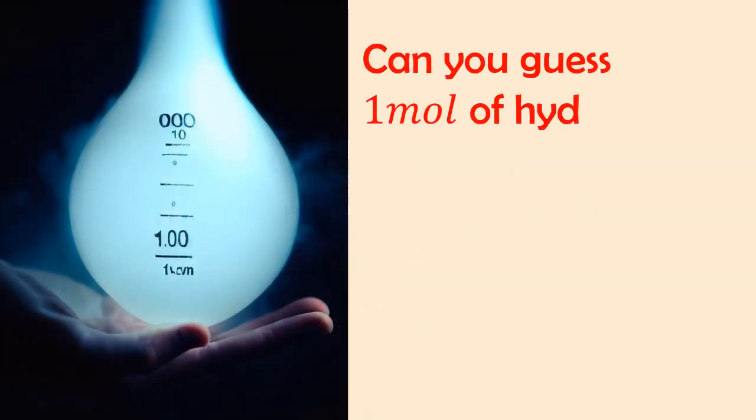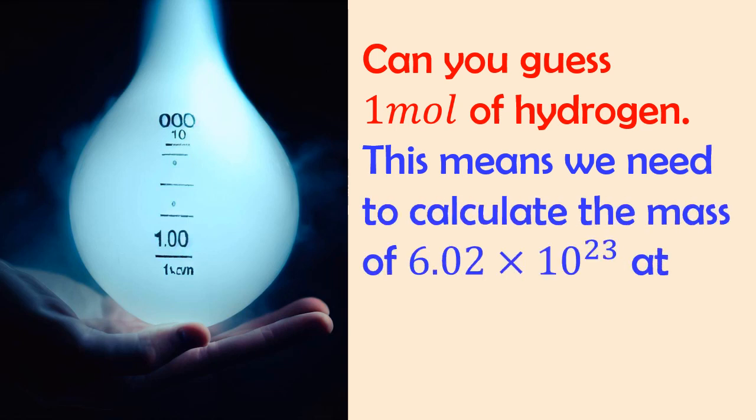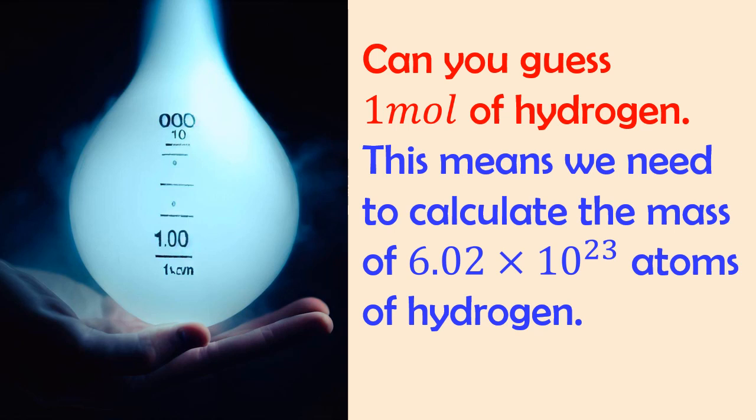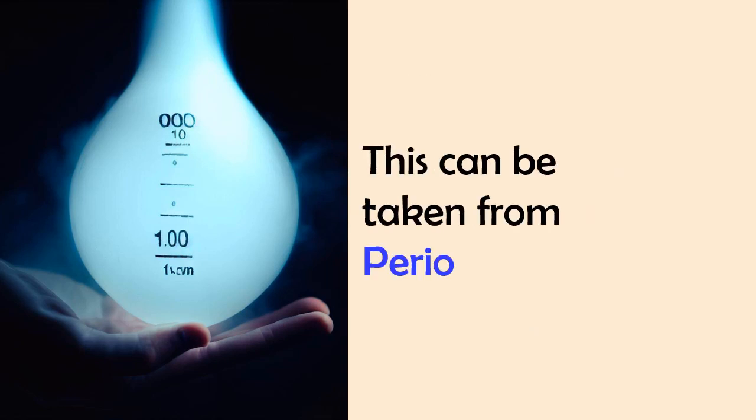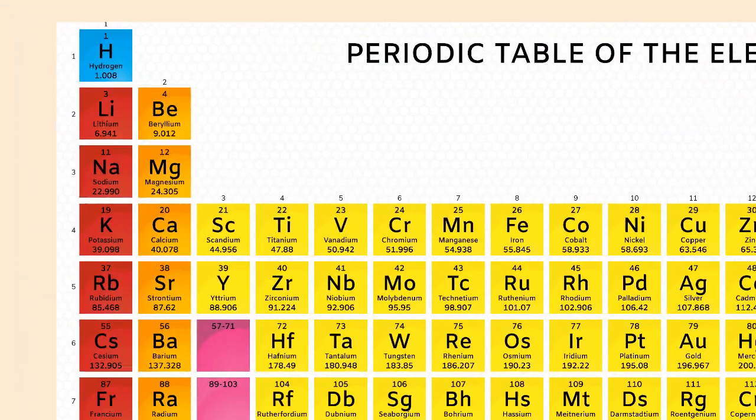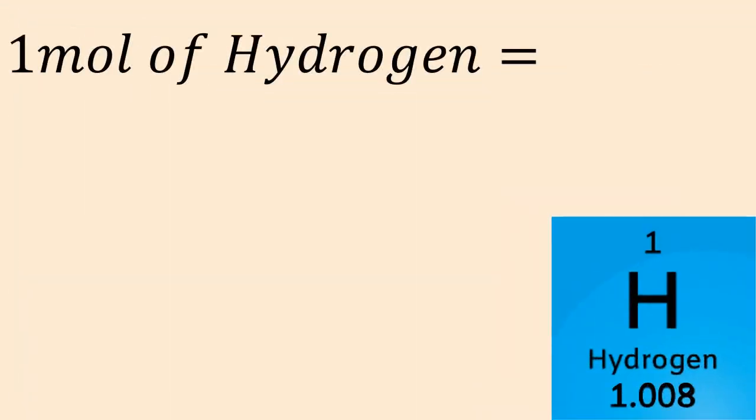Can you guess 1 mole of hydrogen? This means we need to calculate the mass of 6.02 into 10 raised to the power of 23 atoms of hydrogen. This is 1.008 grams. This can be taken from periodic table. As it can be seen below the hydrogen, the number 1.008 is given. Such numbers are given for all the elements in the periodic table.